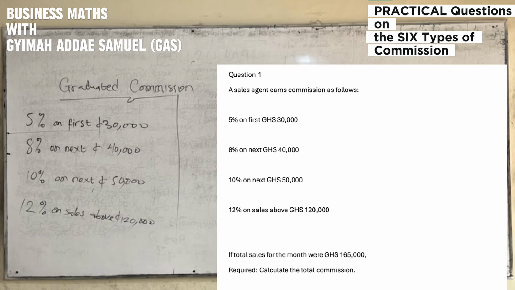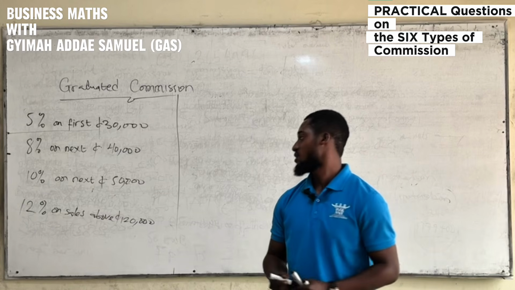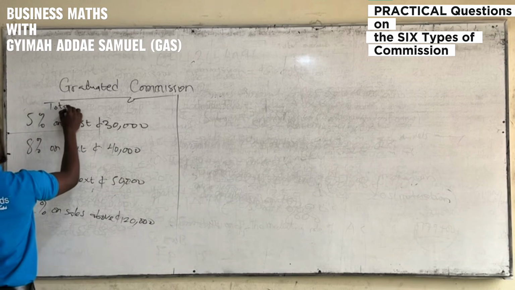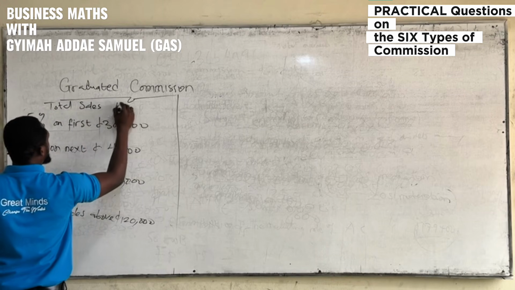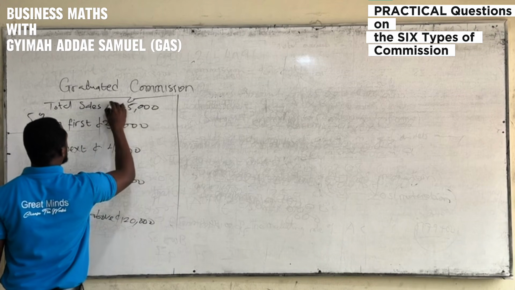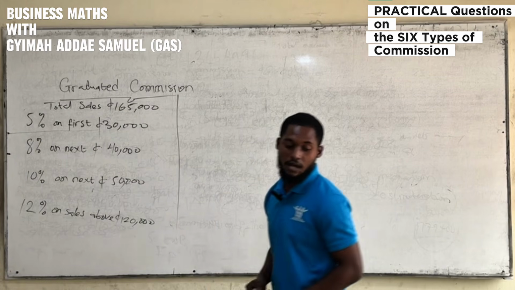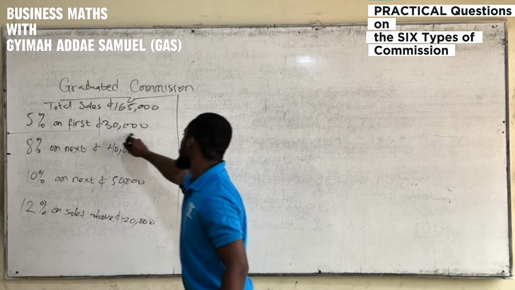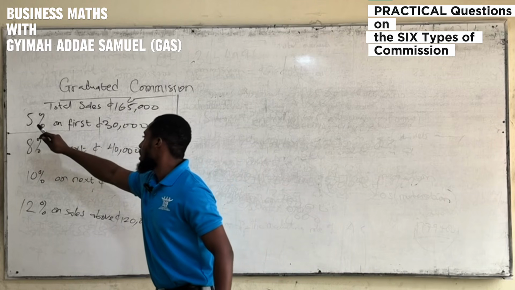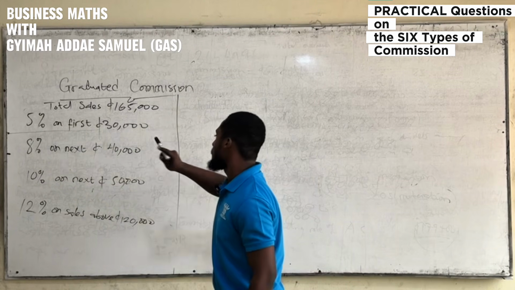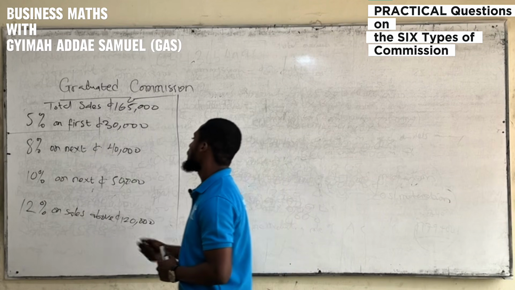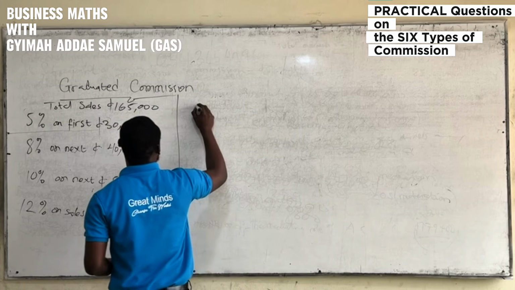If the total sales for the month were 165,000 Ghana cedis, calculate the total commission. So the total sales given is 165,000 Ghana cedis. So now this is what we do here. With this first 5% on first 30,000, it is constant. You would have to solve for it. So you find 5% of the 30,000.